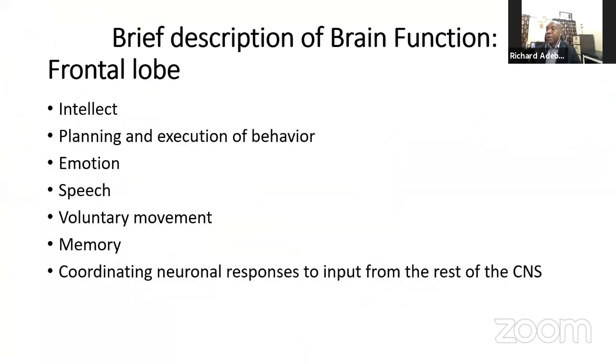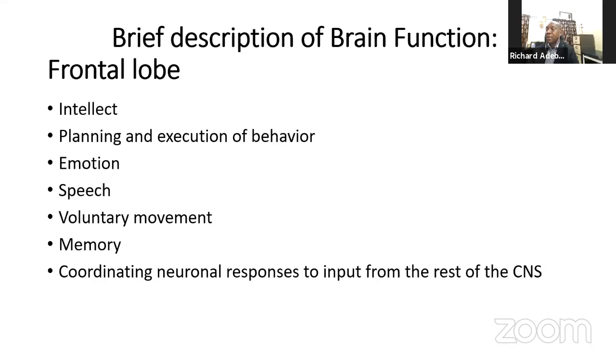A brief description of the brain function. The frontal lobe, because I said earlier that the brain can be looked into frontal lobes, parietal lobes, temporal lobes. Functions have to do with speech, the voluntary movements, memory, coordinating neuronal responses to inputs from the rest of the central nervous system. So the frontal lobe is very key in this area, especially the first parietal lobes.